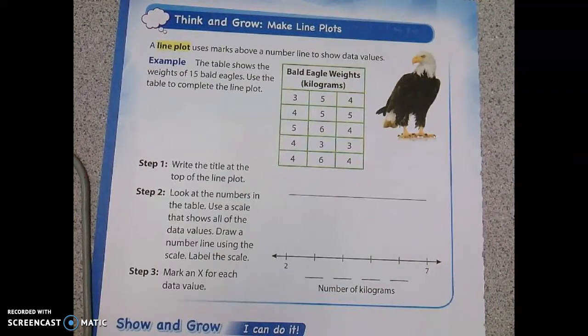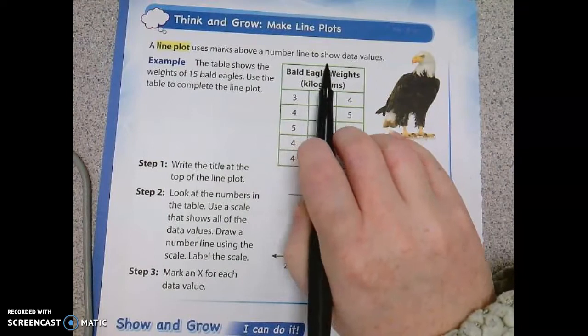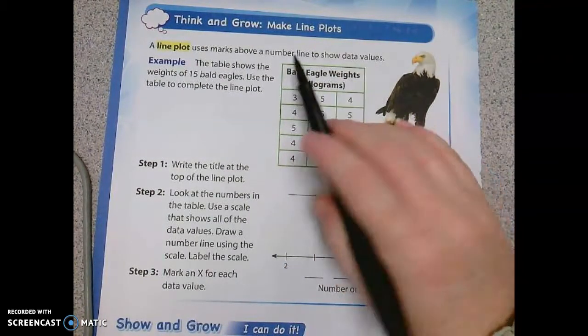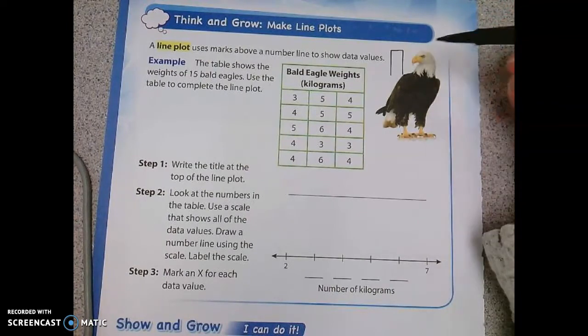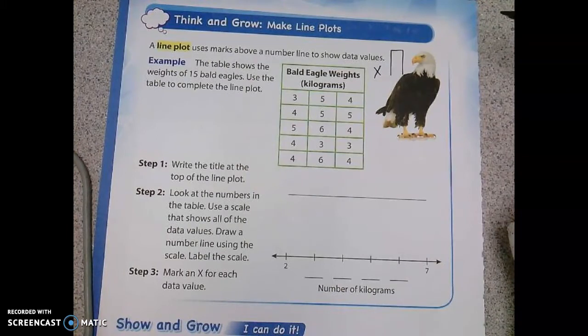Today we are going to learn about line plots. It's kind of like a bar graph that we've already learned about, okay? A line plot uses marks above a number line to show data values. So instead of using bars like we would for a bar graph, we're going to use X's or check marks to show our numbers, okay?